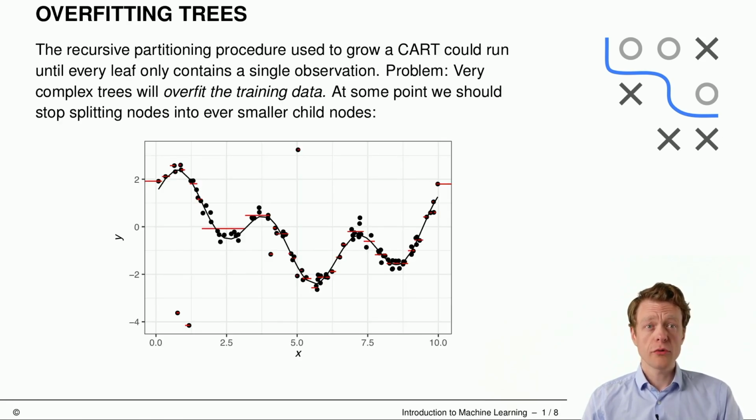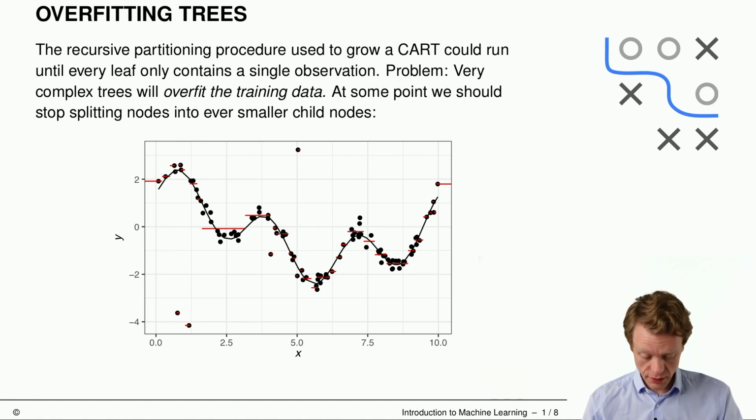If we follow the recursive partitioning procedure used to grow a CART, then this procedure could run until every leaf only contains a single observation. The problem here is that very complex trees will overfit to the training data. So this means they fit the training data very well, but they do not generalize on new unseen test data. So at some point we should stop splitting nodes into ever smaller child nodes to overcome this overfitting problem.